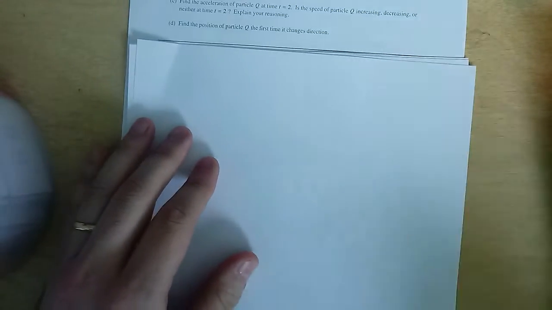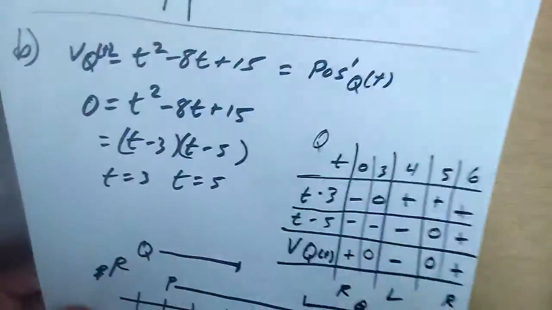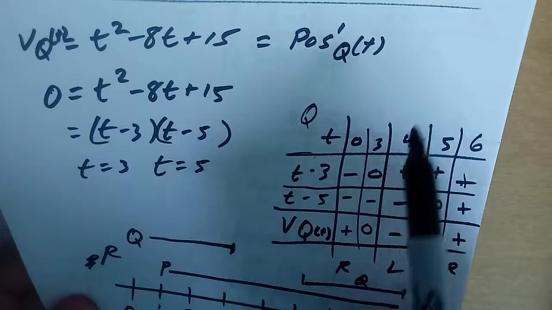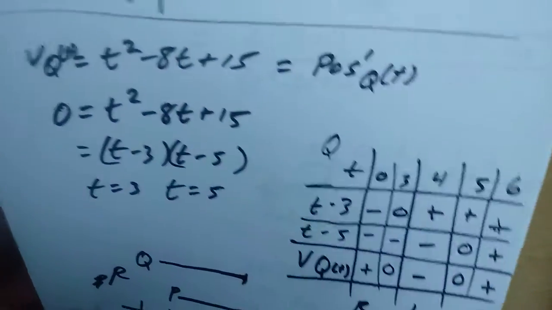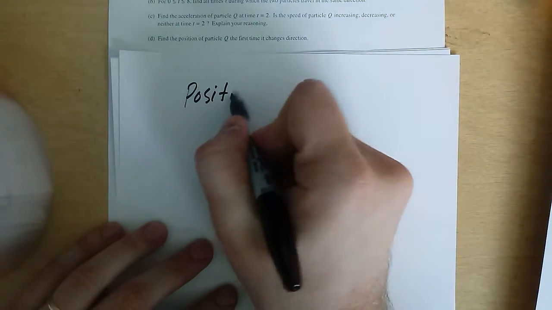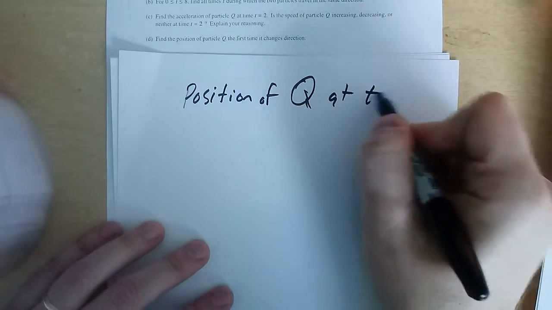All right, part D. Find the position of particle Q the first time it changes direction. The first time it changes direction. So if we go back to our graph, looks like we start out going right, then we change to left at t equals 3. So I need to find the position of Q at t equals 3.